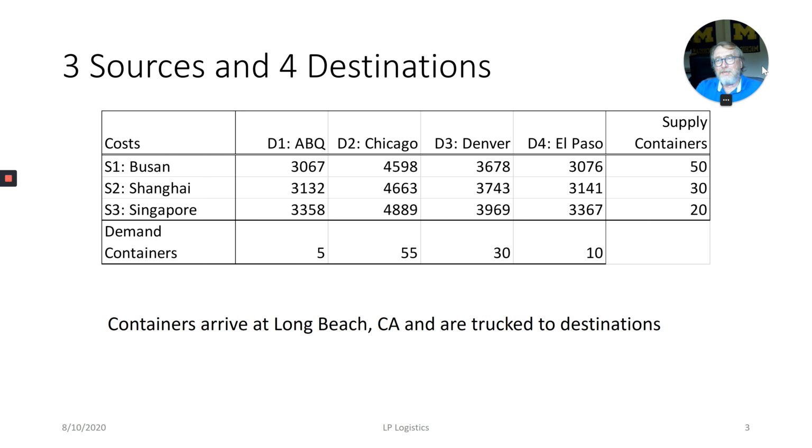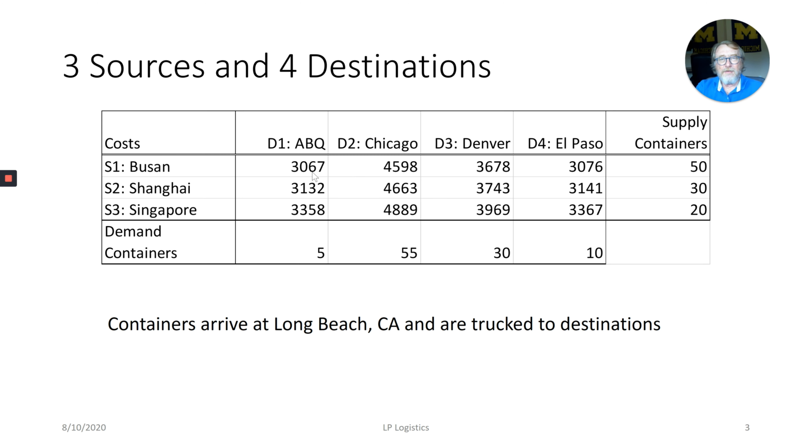I love simple examples. We have three different sources: Busan in South Korea, Shanghai in China, and Singapore in Singapore, and they're sending containers to four places in the United States: Albuquerque, Chicago, Denver, and El Paso. We have a supply constraint: 50 containers in Busan, 30 in Shanghai, 20 in Singapore. And then we have demand. We need to get 5 containers to Albuquerque, 55 to Chicago, 30 to Denver, and 10 to El Paso.